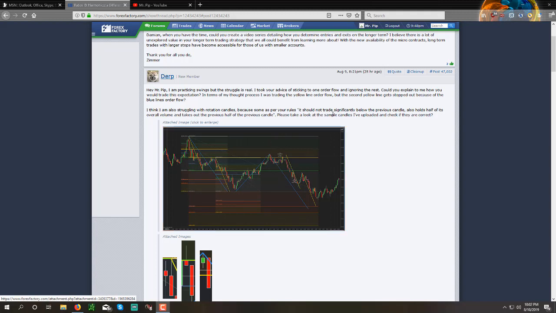Okay, all right, and then he goes on to say, I think I am struggling with rotation candles, because as per your rules it should not trade significantly below the previous candle. Also holds half of its volume. Okay, and so on.